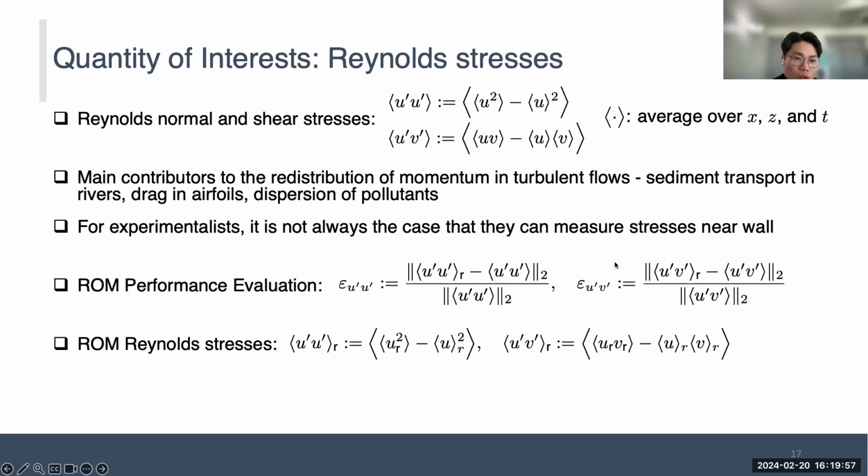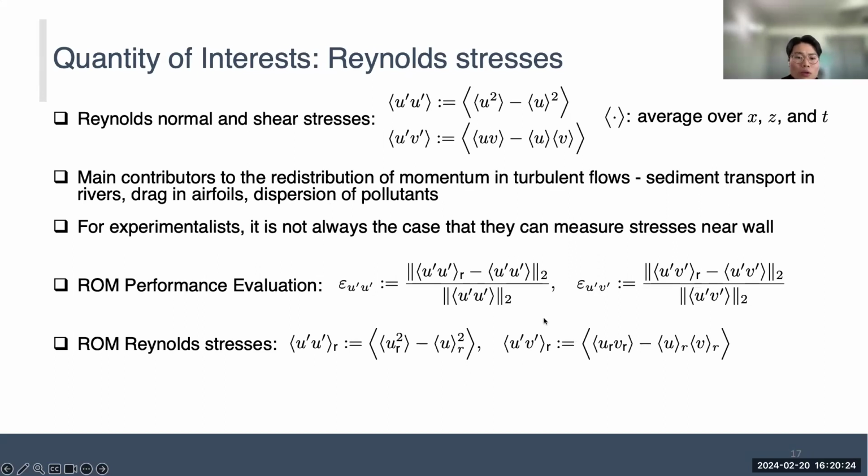And so we use those two, the normal stress and shear stress, to evaluate the ROM performance. In particular, we look at the relative L2 error between those two stresses with respect to the forward model. The quantity with a subscript R is the ROM Reynolds stresses, which is defined below here.